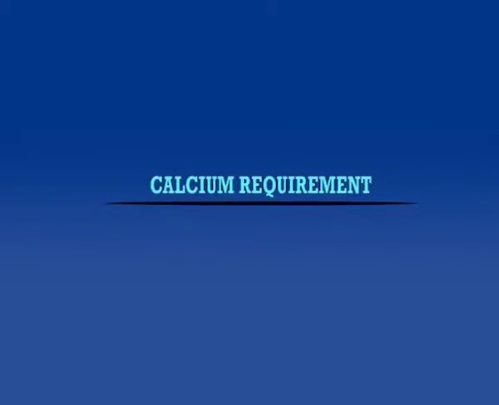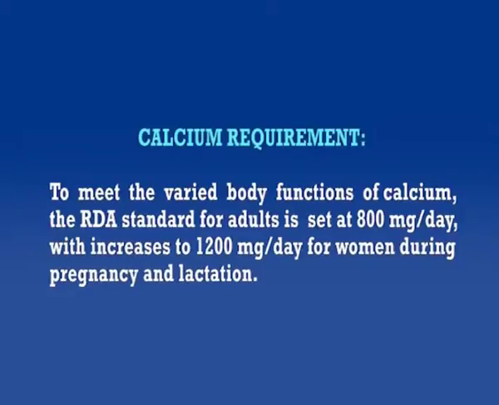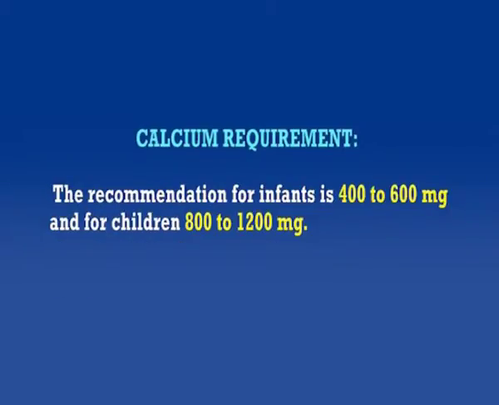Now, we'll see the calcium requirement. To meet the varied body functions of calcium, the recommended dietary allowance standard for adults is set at 800 mg per day, with an increase to 1200 mg per day for women during pregnancy and lactation. The recommendation for infants is 400 to 600 mg and for children 800 to 1200 mg. Studies indicate that as much as 1500 mg per day may be required by some middle-aged and other adults. A majority of the studies have found calcium supplementation for post-menopausal women to delay or treat osteoporosis.